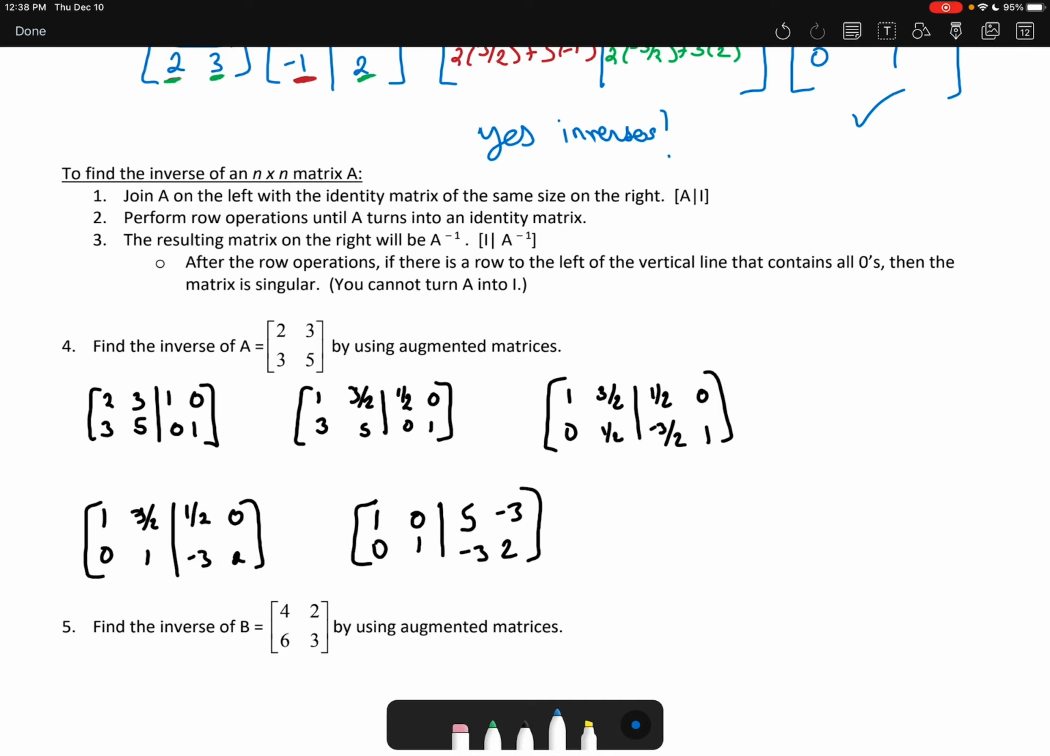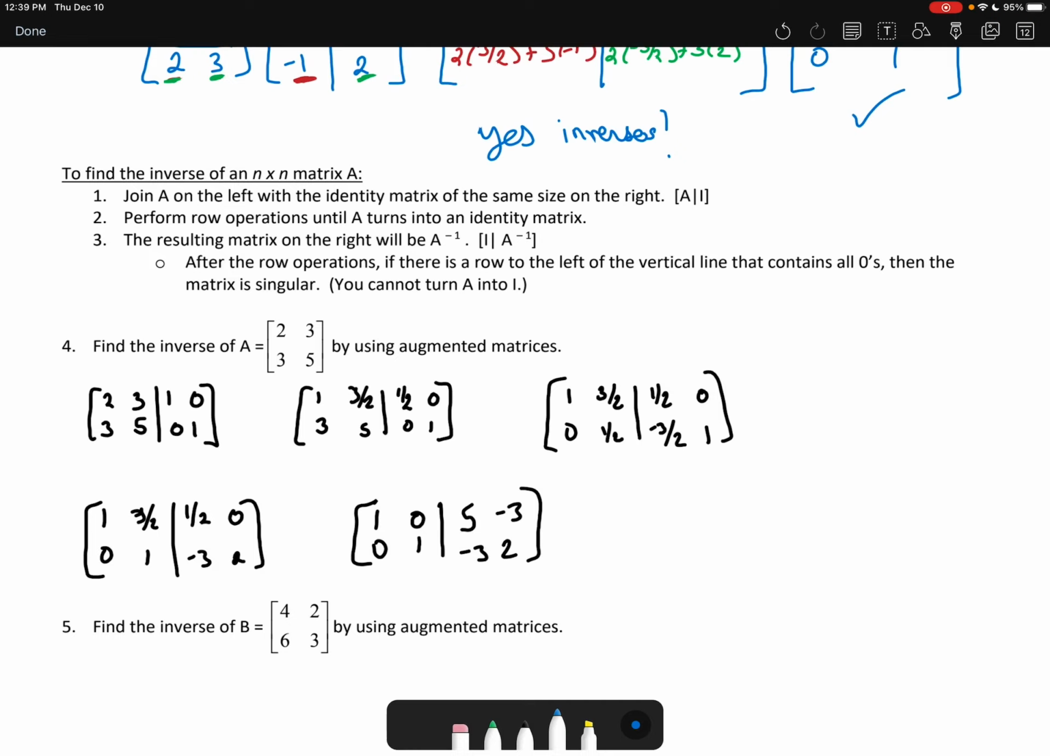And it says after the row operations, if there is a row to the left of the vertical line that's all zeros, then the matrix is singular, which means you cannot turn A into the identity. Okay, so I already started this one. I gave all the intermediate matrices just to help the video go along a little bit better. But we're going to go through and fill in the necessary row operations.